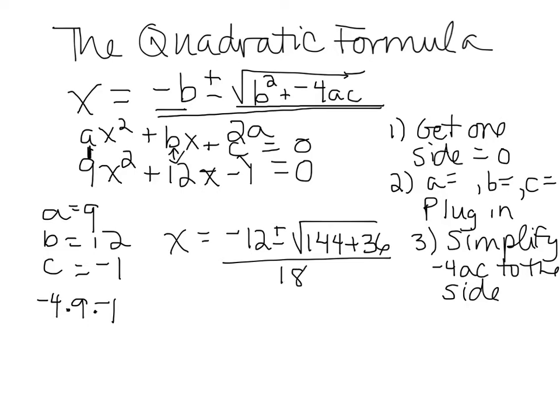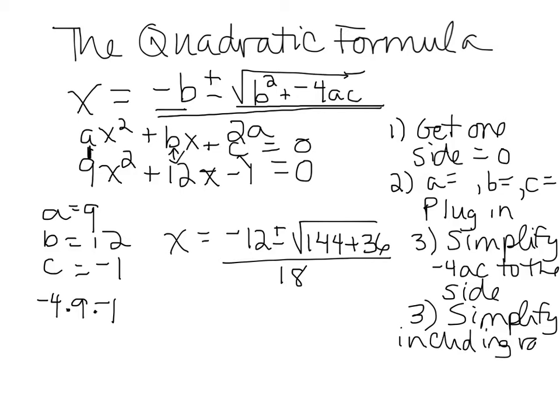So that's 18. So we have the opposite of b plus or minus the square root of b squared plus negative 4ac, all divided by 2a. Then you have to simplify and make sure, including radicals, and also reduce your final answer.